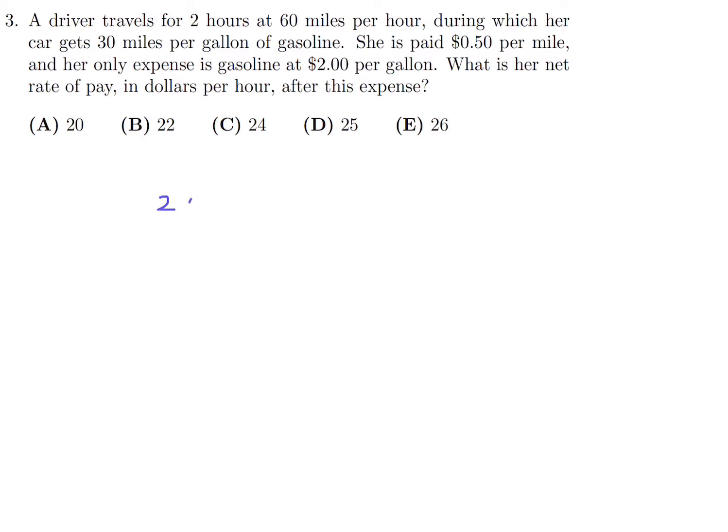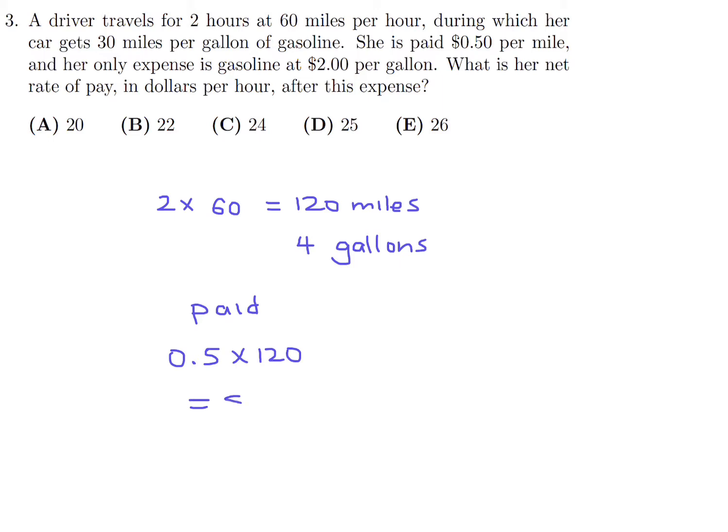So I have 2 times 60, 2 hours, and then 60 miles per hour. So that's 120 miles, the distance. And then it's 30 miles per gallon. So that means it's got to have 4 gallons being used. All right. So how much is this person paid? She is paid 50 cents per mile. So 0.5 times 120, which is $60.